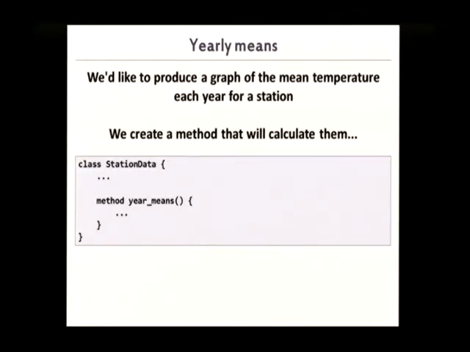So what I'd like to do is to plot myself a little graph of the mean temperature each year, over the different years that we have data for the station. So let's do a graph. The first thing that I want to do is write myself a method, year means.